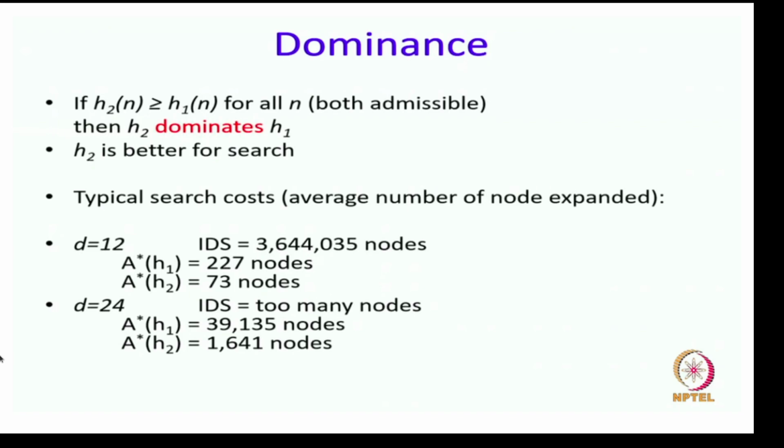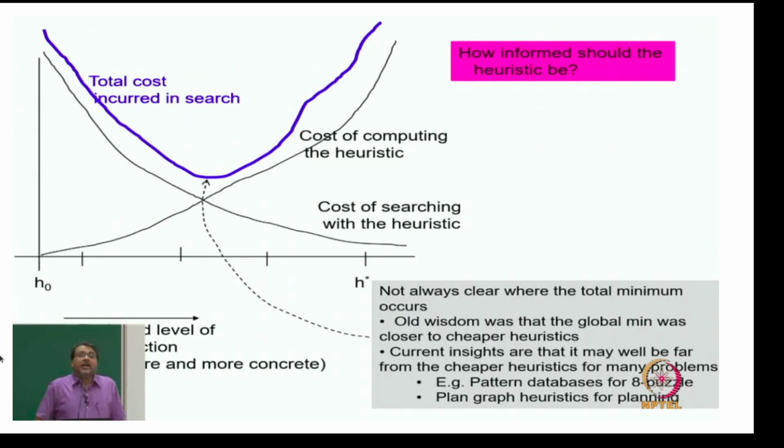What is the scenario with A star? If you follow the H1 heuristic, then you will have to expand around 39,000 nodes. If I do H2, then only 1641 nodes need to be expanded before reaching the solution. So you can see the difference here, why we come from uninformed search to informed search, because the difference is huge. Here you can see 36 lakh to 227 nodes, so much of a difference, right?